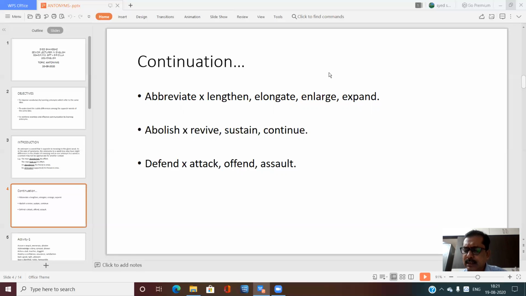Third one, defend. Defend, opposite words: attack, offend, assault. Example sentences: the line of control was defended heroically by our soldiers. Opposite sentence, the line of control was attacked by the enemies. Another example, the football team played a defensive game. Opposite sentence, the football team played an offensive game. Defensive, opposite word, offensive. So in this way, antonyms also have different shades of meaning, subtle differences among antonyms, like the previous topic, synonyms.